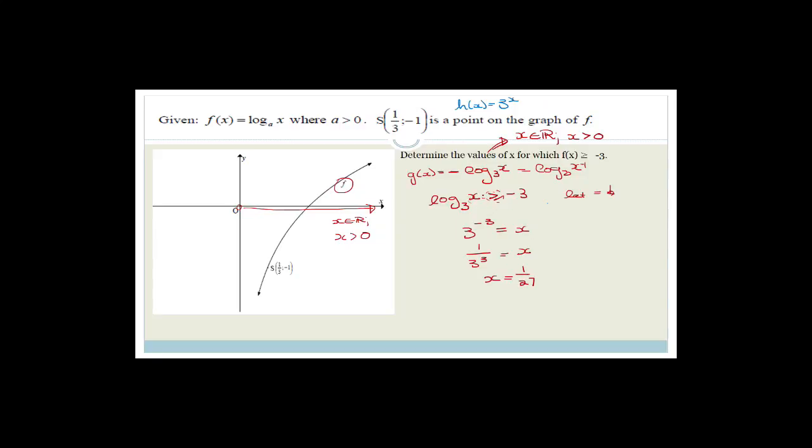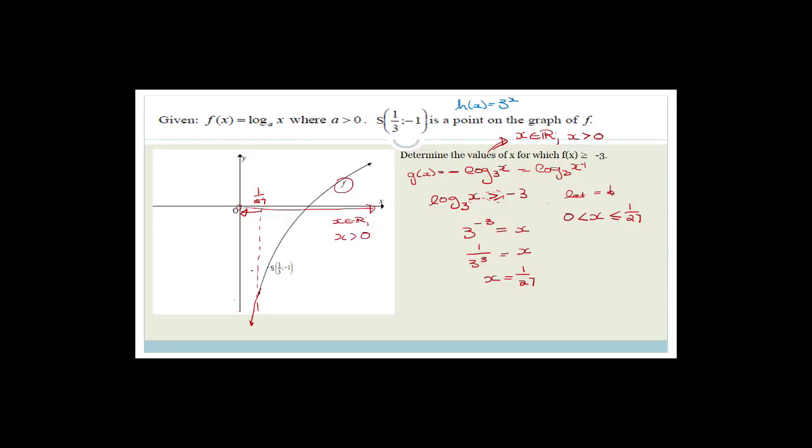So we know that x has to be at least 1 over 27 to be equal to minus 3. But do you see that this graph continues down this way? So we're talking about these values this way. For which values will this be true? Well, it will be true for x smaller than or equal to 1 over 27, but greater than 0, because it can never touch the y-axis because that's an asymptote.